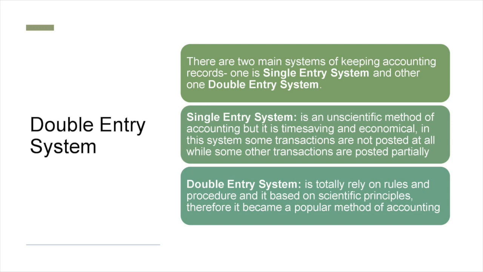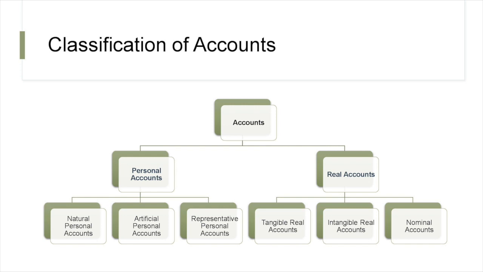For this, we need to understand the different types of accounts, or the classification of accounts. It is necessary for us to know the classifications of accounts and their treatment in the double entry system of accounts. Broadly, the accounts are classified into two major categories: personal accounts and real accounts. Let me tell you about the personal accounts. The personal accounts are divided into three categories, which are known as the natural personal accounts, artificial personal accounts, and the representative personal accounts.